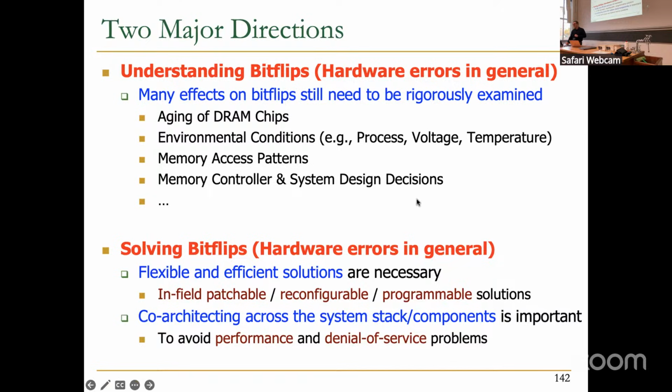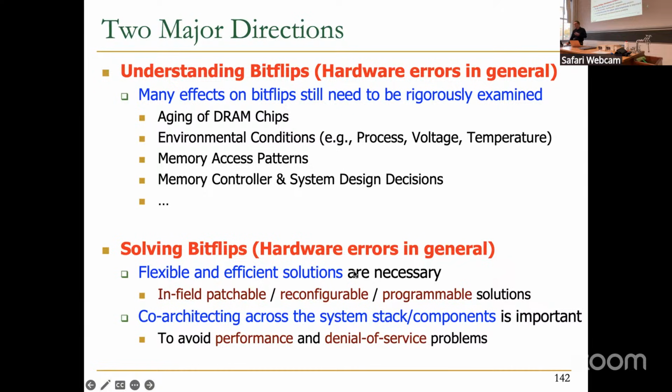Even memory access patterns, as I said, we don't quite understand what are the worst memory access patterns. And also memory control and system design decisions. How do these really impact these bit flips? So there's a huge space over here, as you can see, to still examine more. And some of them are not even examined much. And also there's the other direction, which is how do you solve these, right? And these are, again, synergistic, because once you understand, you can solve better.